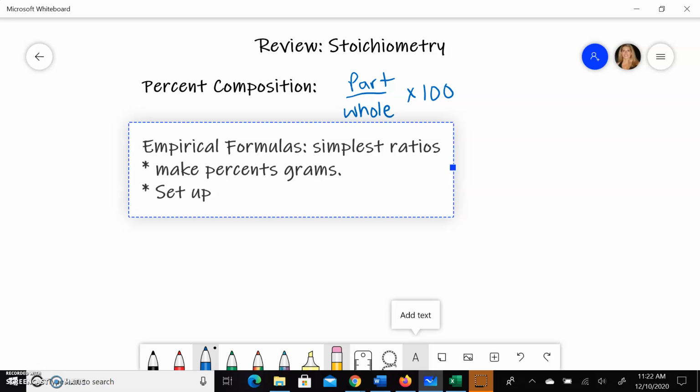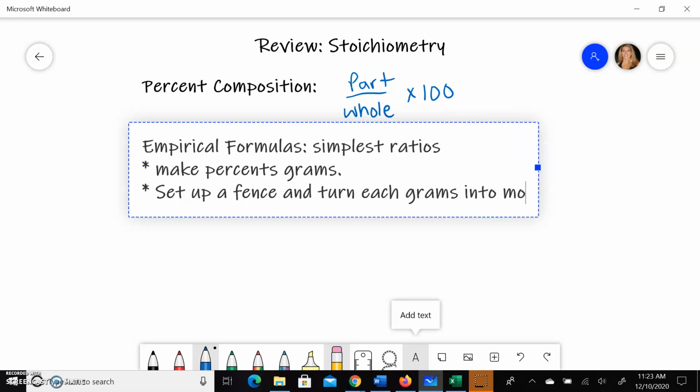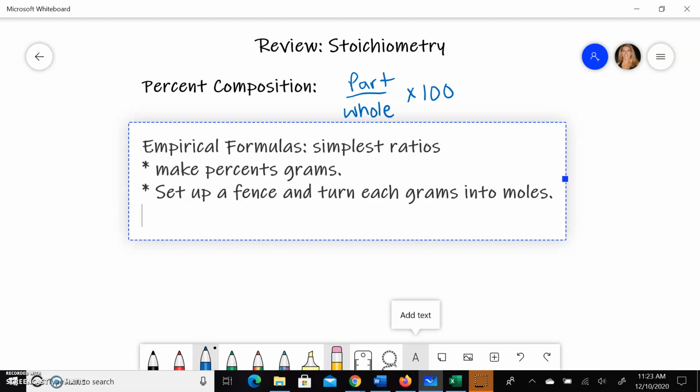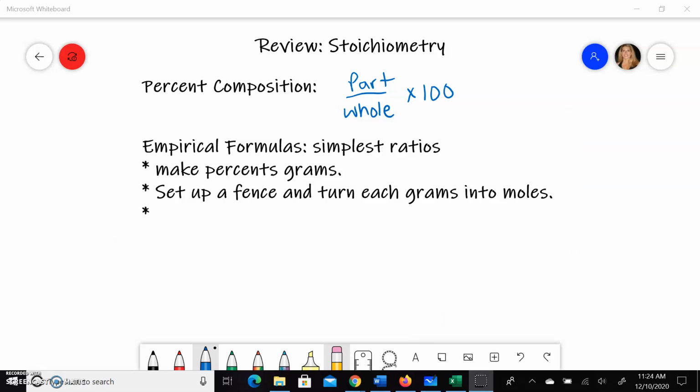Then you're going to set up a fence and turn each grams into moles. So use the periodic table, and for each element you're going to turn the grams into moles. You do need to be careful here because if you have a diatomic element, just keep in mind that they're not actually diatomic here. So if it was like oxygen, don't multiply oxygen's mass by 2 because it's going to be bonded to something, so it's not actually diatomic here.